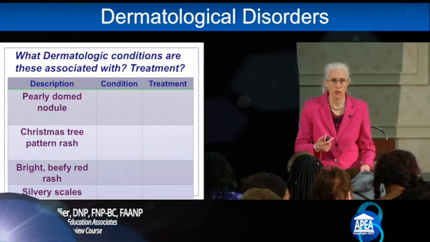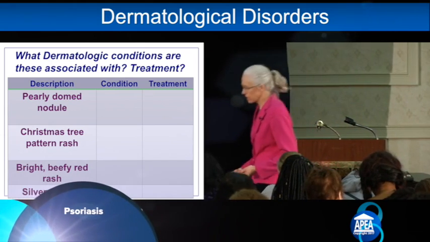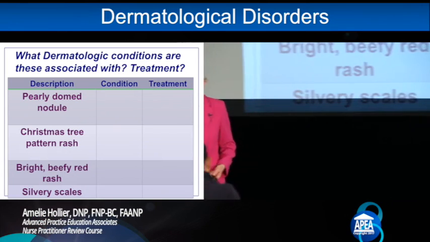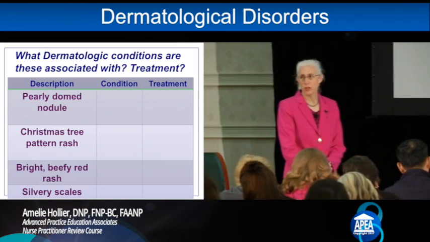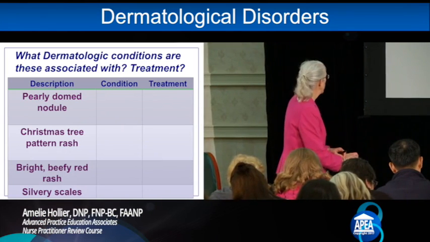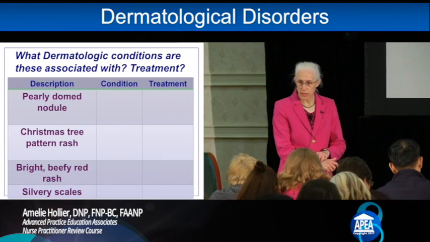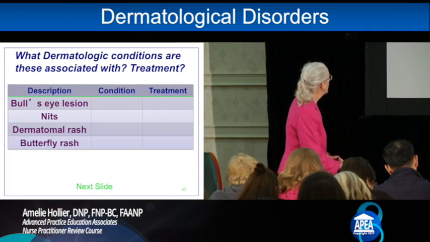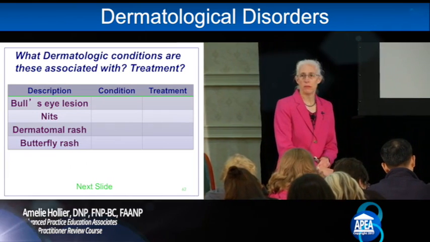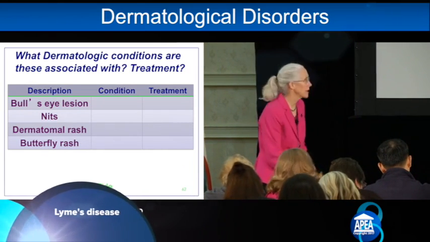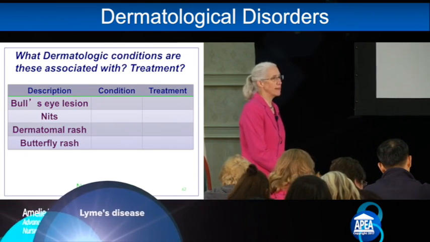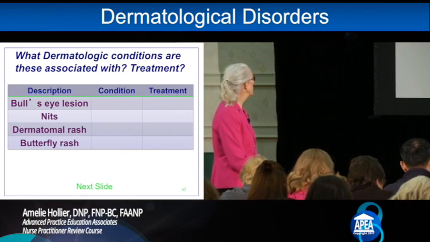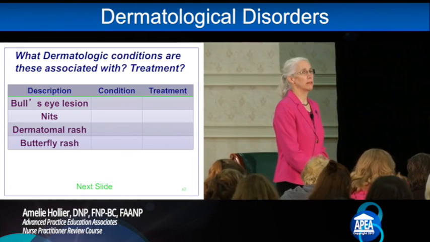Silvery scales. Psoriasis, exactly. And I guess it could be treated with a very high potency steroid, but you could also refer. All right? So silvery scales is psoriasis. How's it treated? Steroids or referral. A bullseye lesion. Lyme disease, exactly. How might that be treated if you really knew what you were doing? Doxycycline.